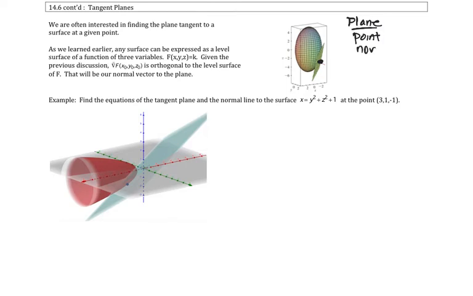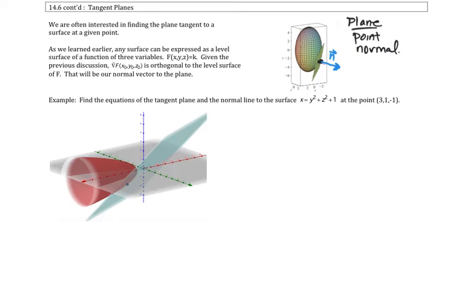And we need a normal vector, so something like that. That normal vector would be the vector that is orthogonal to that plane. Well, if it's orthogonal to that plane, it's also orthogonal to that surface. So if we could think of that surface as a level surface, we already said that we know that the gradient is orthogonal to the level surface. So if this is a level surface of some function and we take the gradient, we will get something that is orthogonal, and that's what we'll use for n.